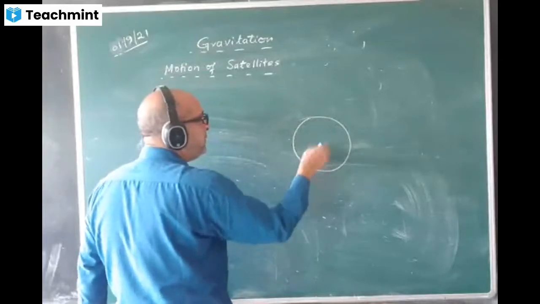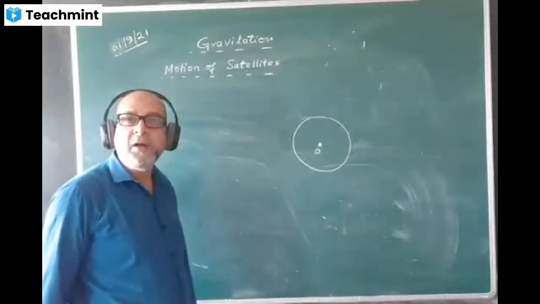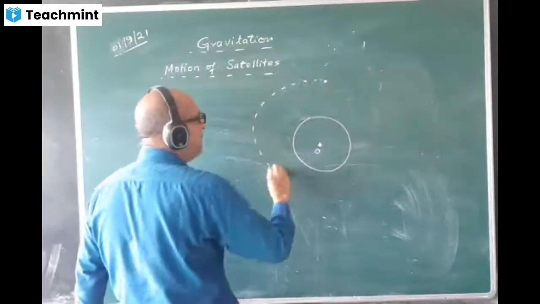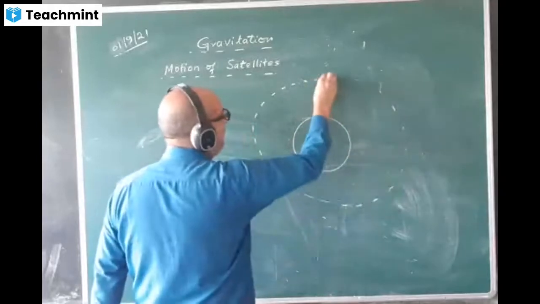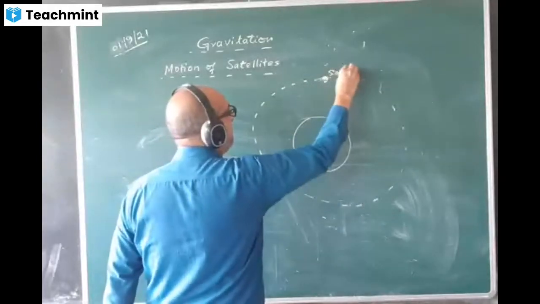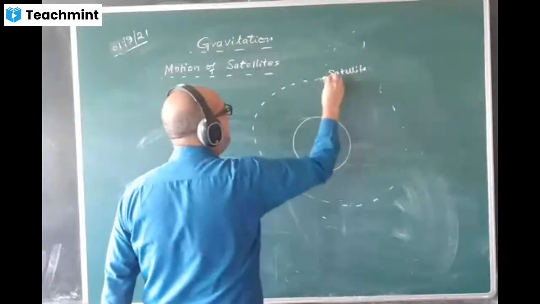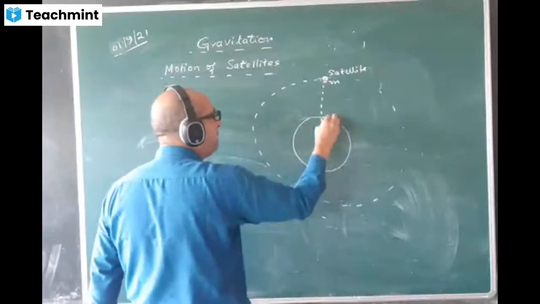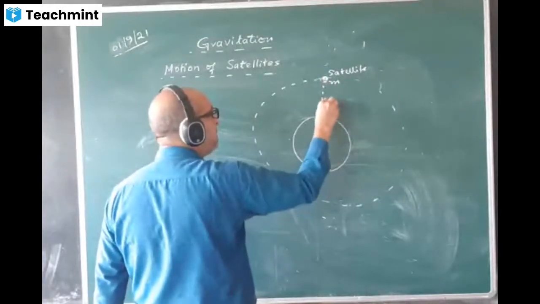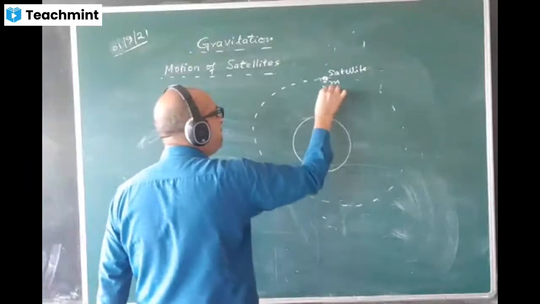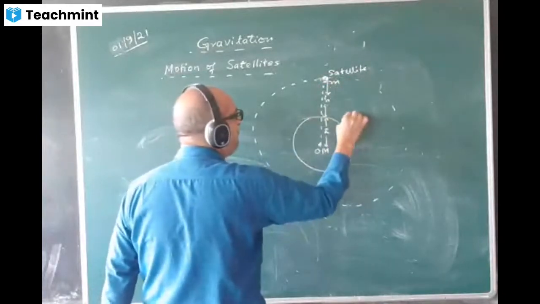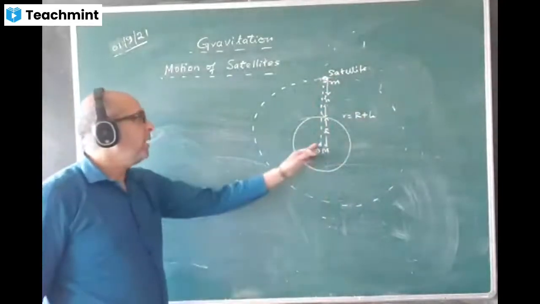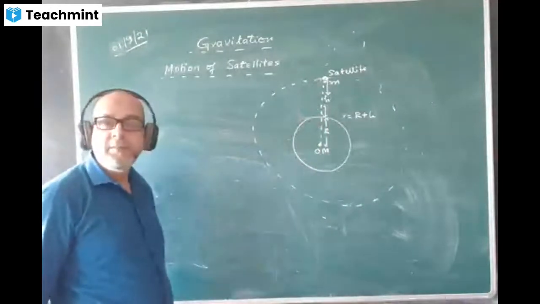This may be the surface of the planet. Maybe I'm considering Earth, mainly Earth. And here are the satellites revolving around. Here is a satellite. Satellite mass I take as m, mass of the Earth is capital M. The total distance is, this is actually R, and this one is h. Therefore, small r value will be R plus h. Total distance from the center of the Earth will be R plus the height of the satellite.